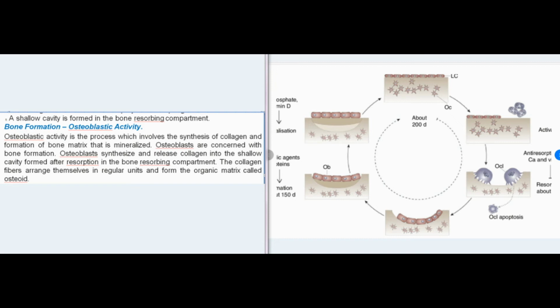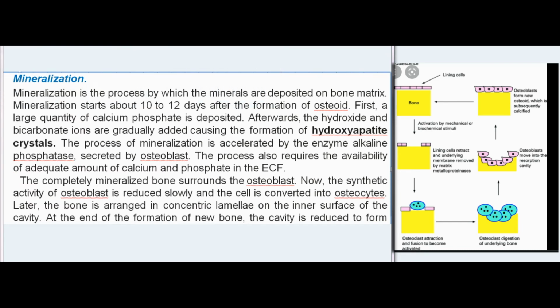The collagen fibers arrange themselves in regular units and form the organic matrix called osteoid. Mineralization. Mineralization is the process by which the minerals are deposited on bone matrix. Mineralization starts about 10 to 12 days after the formation of osteoid. First, a large quantity of calcium phosphate is deposited. Afterwards, the hydroxide and bicarbonate ions are gradually added, causing the formation of hydroxyapatite crystals.